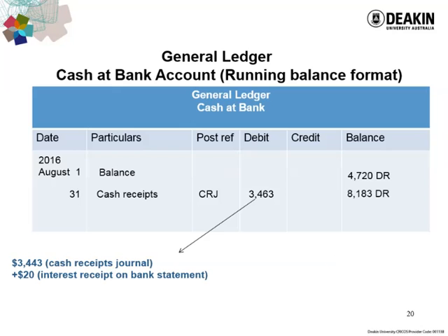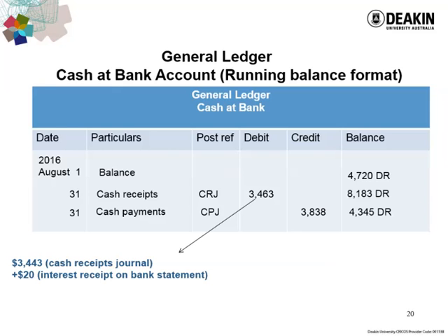This is calculated as 3443 from your cash receipt journal plus $20 of interest receipt as shown in the bank statement, but you have not previously recorded this. So now you have to record it. And this gives you the running balance 8183 debit.